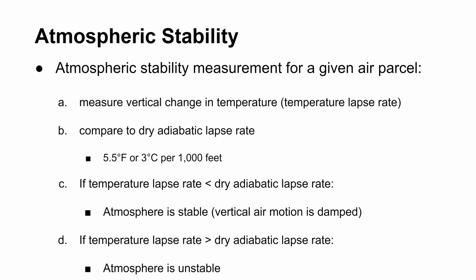The standard dry adiabatic lapse rate is 5.5 degrees Fahrenheit or 3 degrees Celsius per 1000 feet, meaning the temperature falls by 3 degrees Celsius for each 1000 feet. If the actual temperature lapse rate is less than the dry adiabatic rate for an unsaturated air parcel, the atmosphere is considered stable because vertical motion of air is damped. However, if the actual temperature lapse rate is greater than the dry adiabatic rate, there is atmospheric instability and vertical motion is possible.